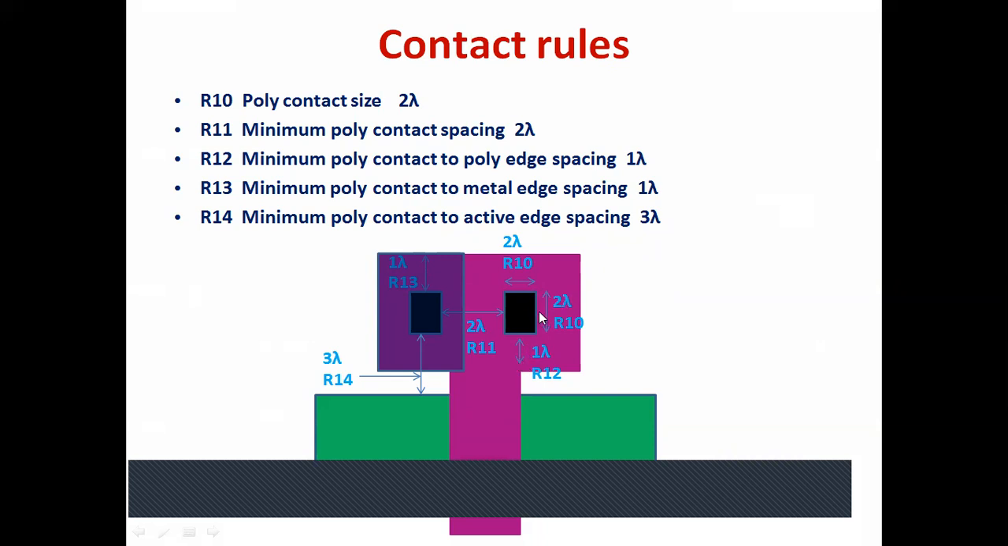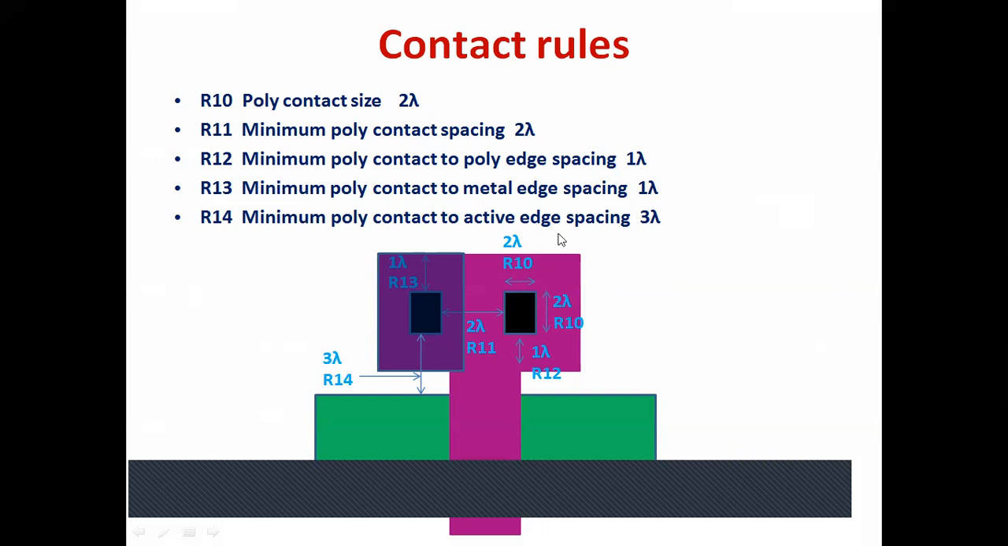Now can you tell me, this is again contact edge, and this is poly edge. So what should be the distance from this point to this point? Just see where I am pointing. What should be the minimum distance? 2 lambda? No, 1 lambda, because this is poly edge and this is contact edge. Okay, right? 1 lambda. So this is R12.